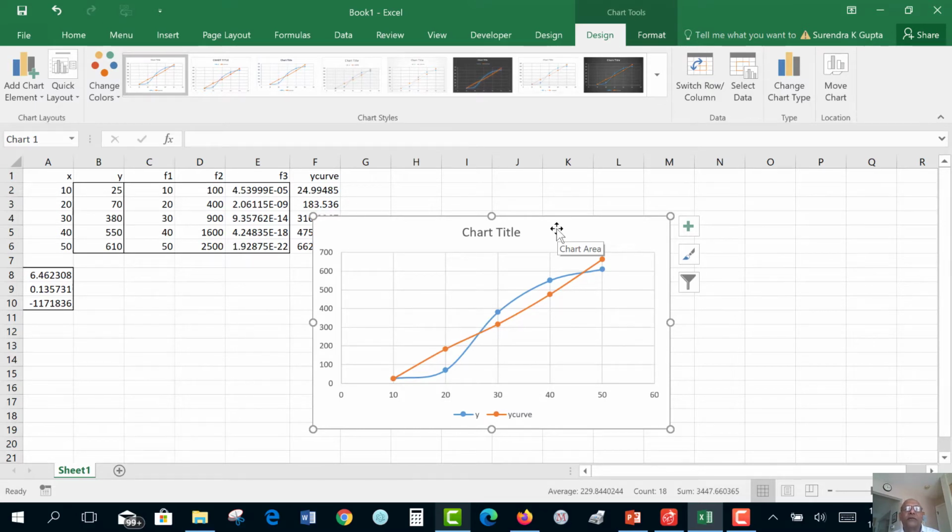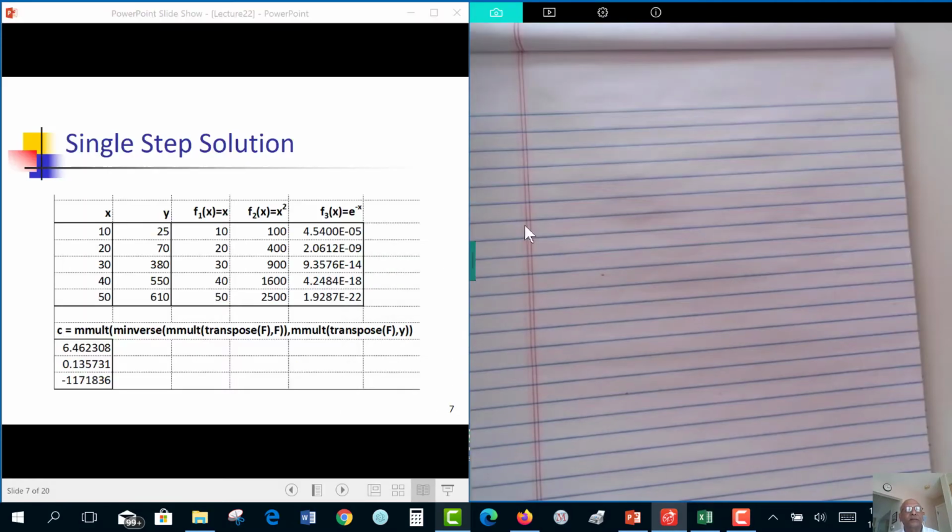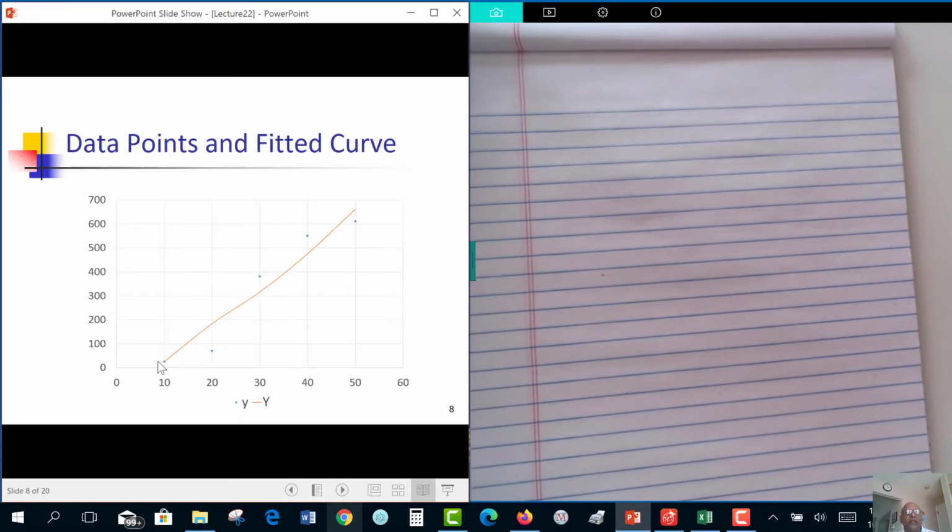And we can of course fix it by showing you which one is curve. The orange one is curve, blue is our data. So I'm going to show it to you in my slides. So these are our blue data points and red is our curve.